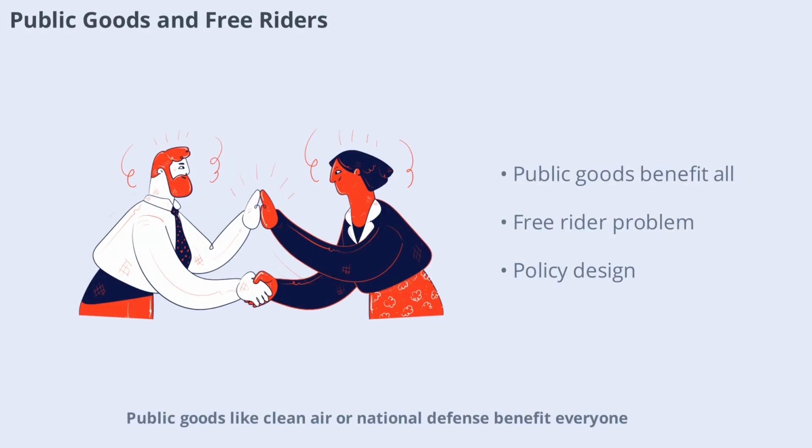Public goods like clean air or national defense benefit everyone, but not everyone pays for them. Game theory explains the free rider problem, where individuals have an incentive to benefit without contributing. Optimization helps governments design policies to encourage participation and ensure public goods are provided efficiently.